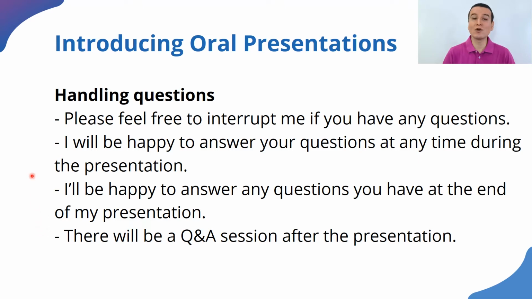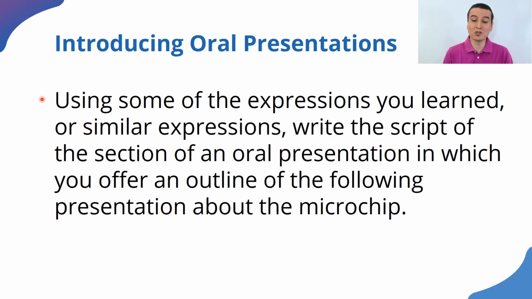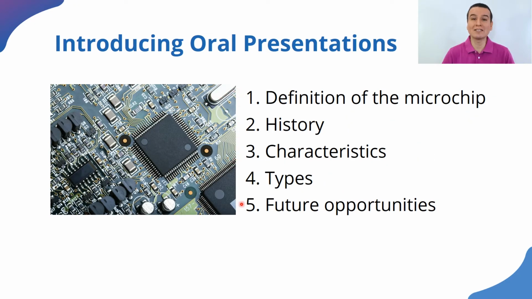All right? So we're going to put these expressions into practice, some of them, in this activity. It says, using some of the expressions you learned or similar expressions, write the script of the section of an oral presentation in which you offer an outline of the following presentation about the microchip. So here we have the outline. All you have to do is tell the audience what your presentation is going to be about. You don't have to research this. You just put this together in a way in which you would tell the people how your presentation is going to be organized. So here you have the topics.